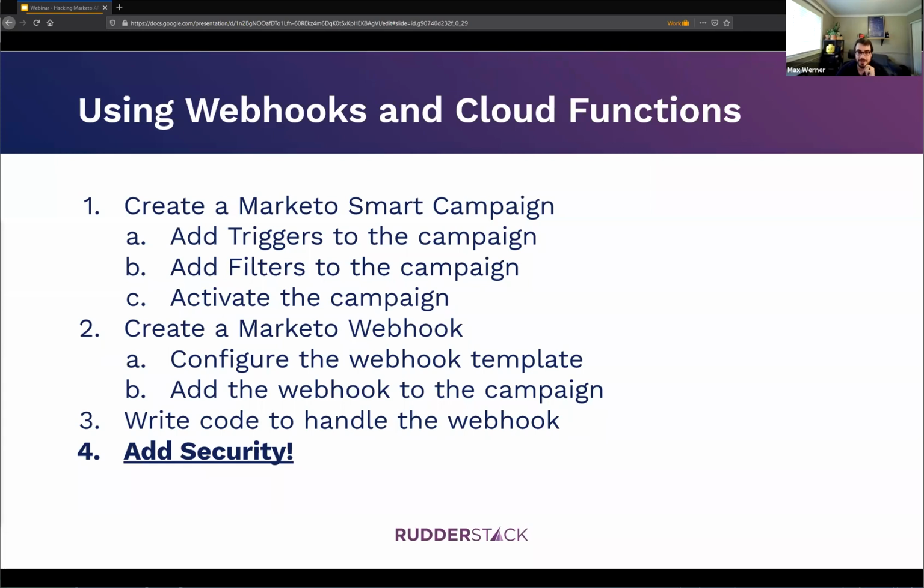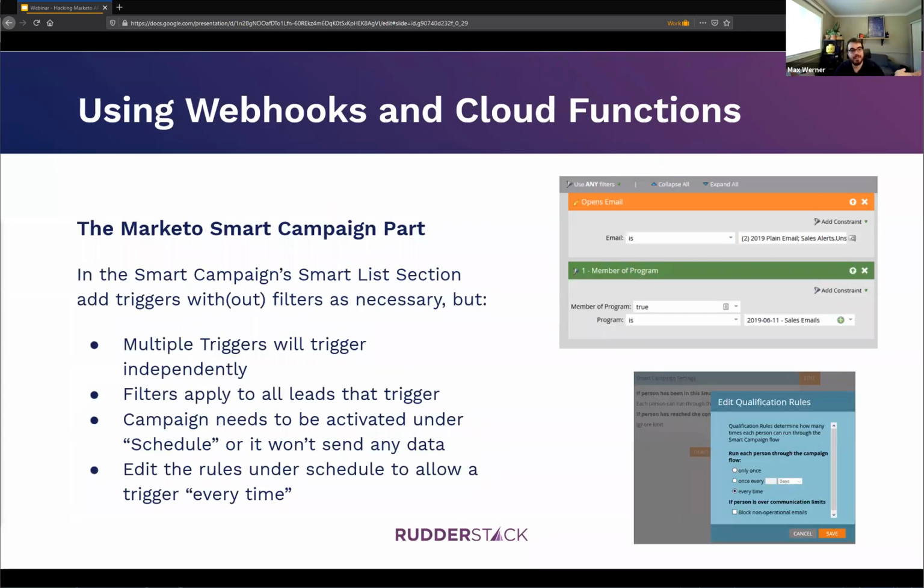It's very, very easy. So step one, let's make a smart campaign. You can see the orange part there, those are the triggers, and you can add as many as you want to a campaign, and filters if you so want. The couple of notes here are any and all triggers. If you have 5 triggers on there, any of those conditions being satisfied will trigger the webhook. So it's not like somebody needs to open an email and become a member of a program at the same time, but rather just any of those will trigger it. So keep that in mind.